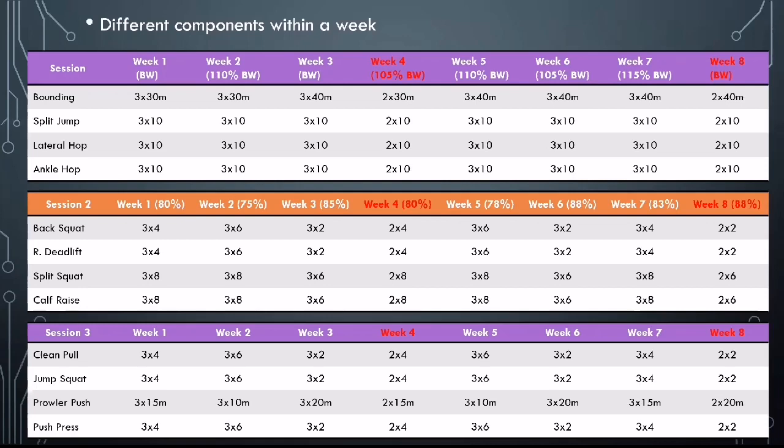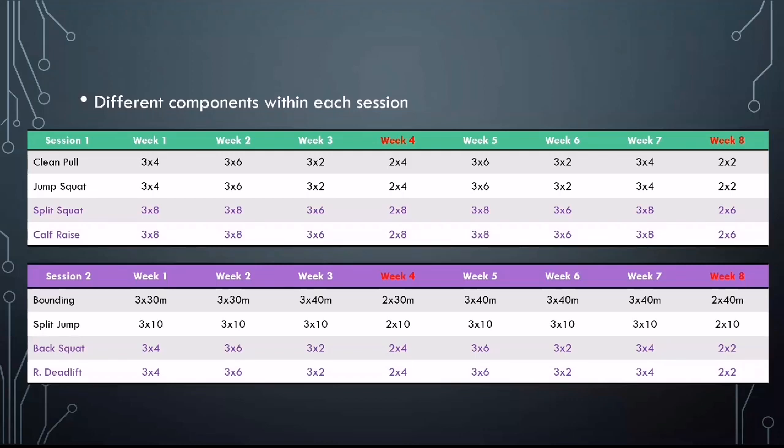So for the conjugate method, I can plan it in a way whereby I have different components within a week, which is like this one, whereby I have 3 sessions and then I work on 2 different components in each session. What I can also do is to have different components within each session. So take a look at session 1. First 2 exercises are focused on power, and then the next 2 exercises are focused on strength. Same for session 2. First 2 exercises are focused on power, and the next 2 exercises are focused on strength. So for the conjugate method, you can do it this way as well.